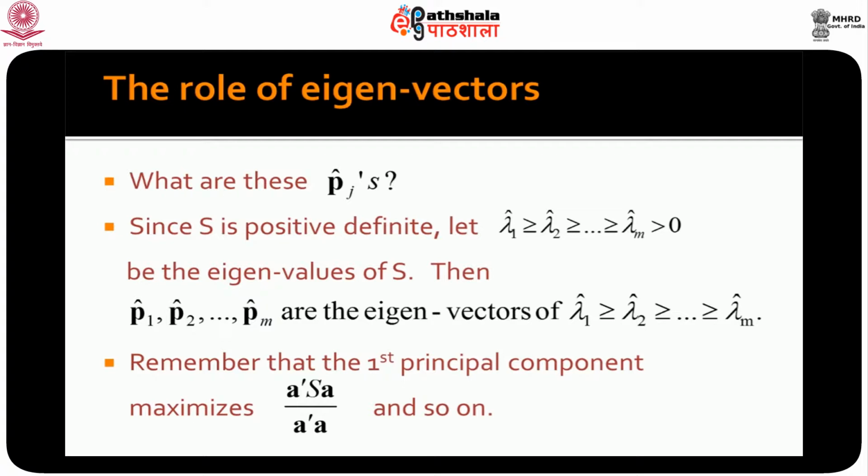What would be the sample covariance matrix? It is given by the variance of y, which is a prime S a.